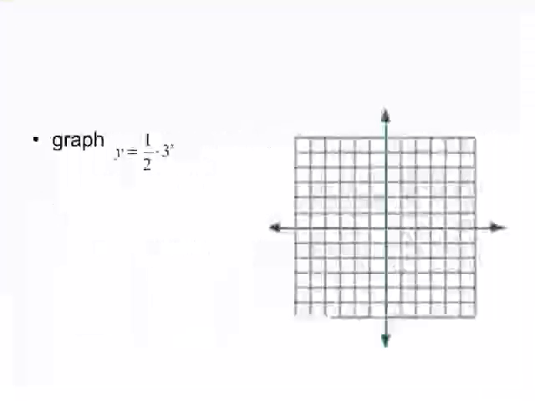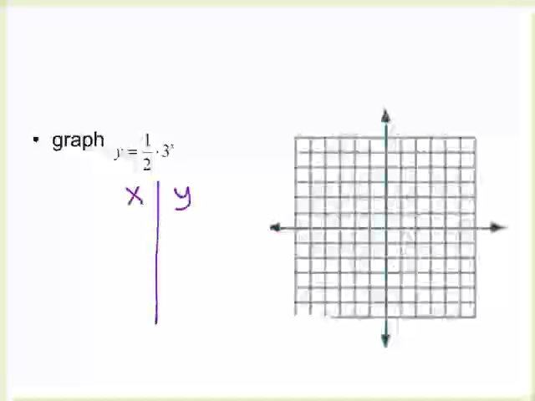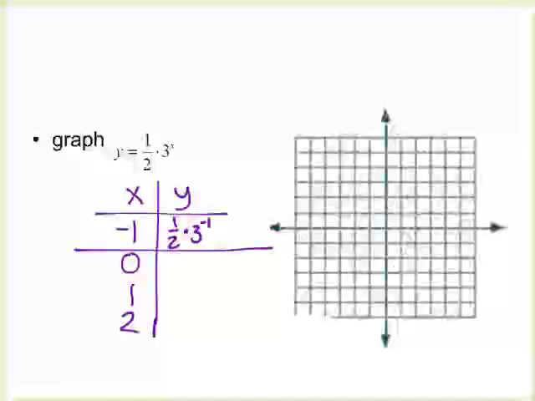Whenever we explore new functions, a good way to explore them is with xy charts and figure out what happens. So that's what we're going to do here. In our chart, I'm going to use negative 1, 0, 1, and 2. If I plug in negative 1, I have 1/2 times 3 to the negative 1. So now we need to remember our exponent properties. What does a negative exponent do?